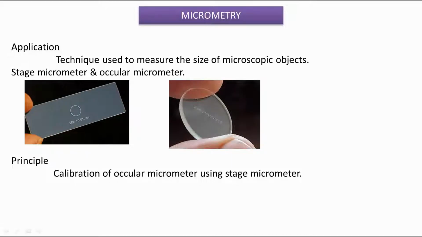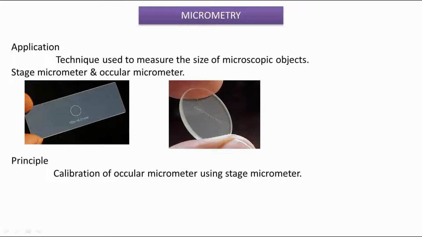Good morning, dear students. Today we are going to do another practical, that is micrometry. What is micrometry? What is its application? It is a technique used to measure the size of a microscopic object. And this micrometry consists of a stage micrometer and an ocular micrometer.